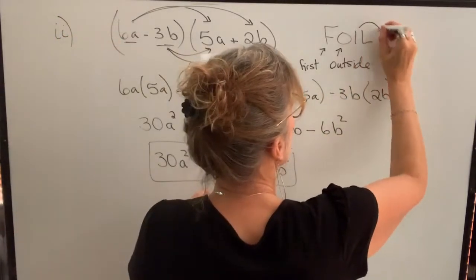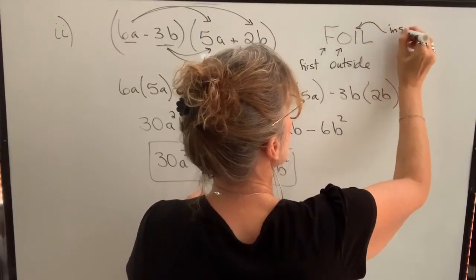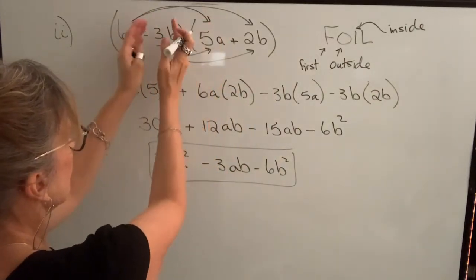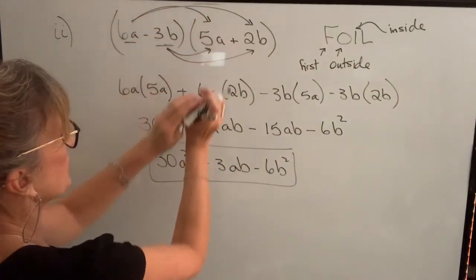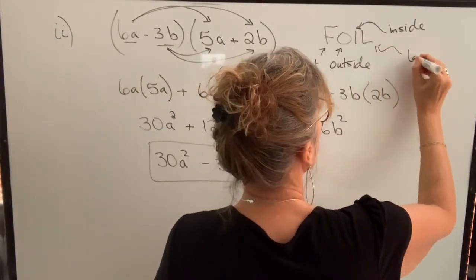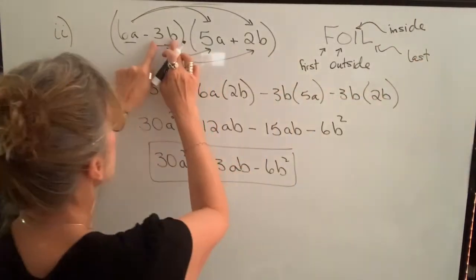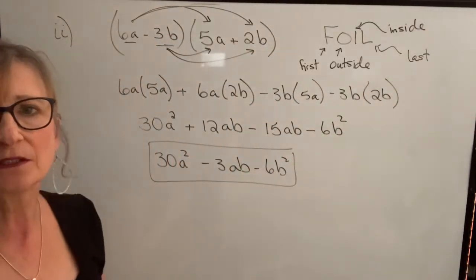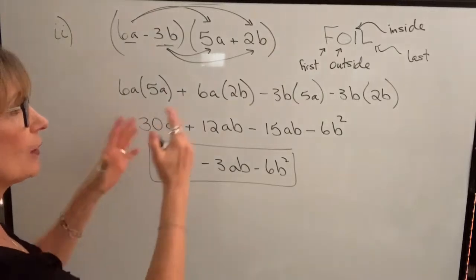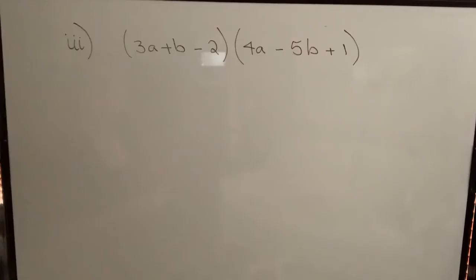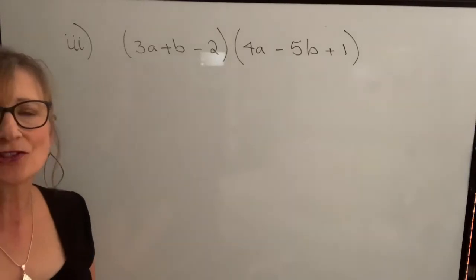Then I is inside terms. So inside term, there would be negative 3b times 5a. And L refers to last. So negative 3b times 2b. So that might help you in remembering how you multiply that out, and you'll still get the same result. All right, let's look at another example.